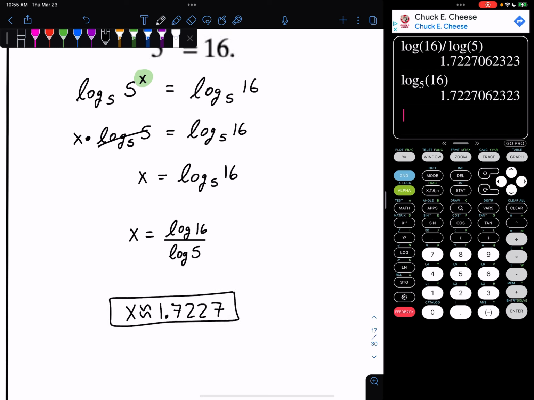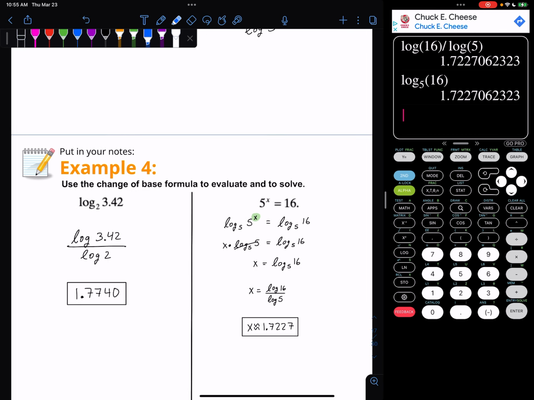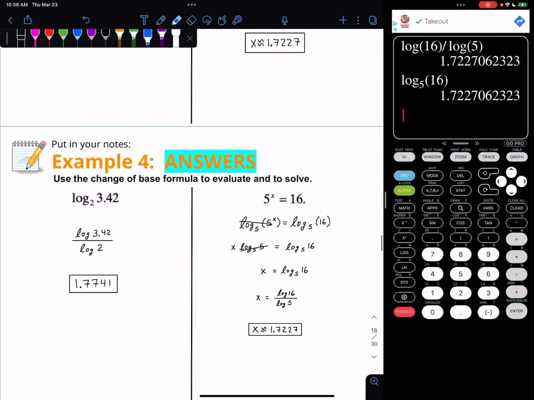Notice most of your calculators have the change of base formula, so you don't need to do change of base because your calculator is already there. But it's an important skill in case you ever find yourself in a situation where you need to use a different calculator, perhaps a scientific one. Okay, so that's change of base. We did it. Yay, we made it through, people.